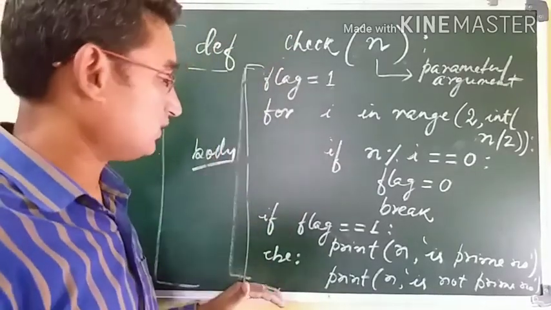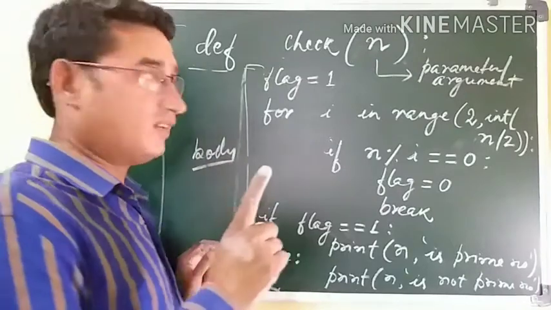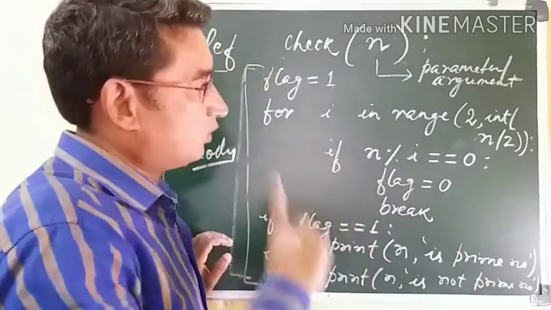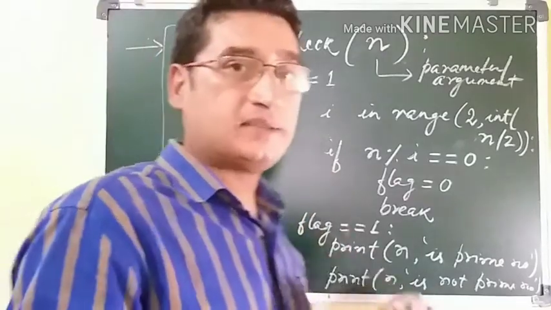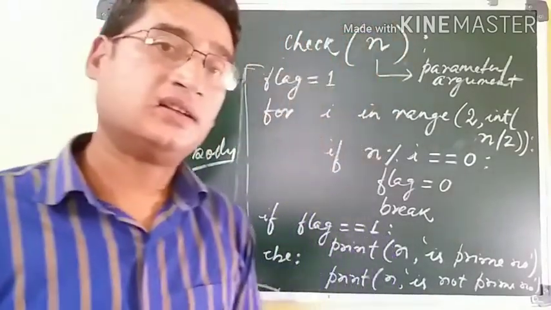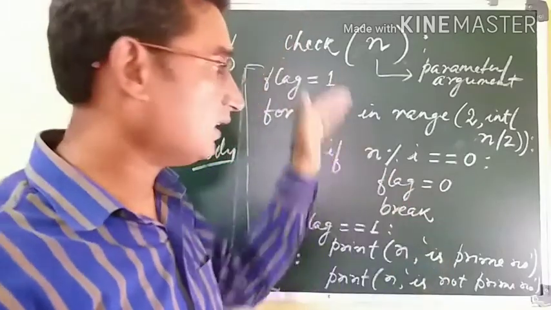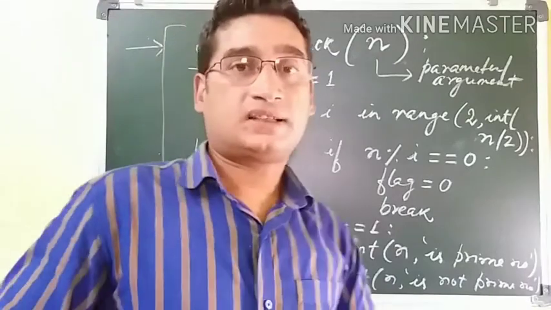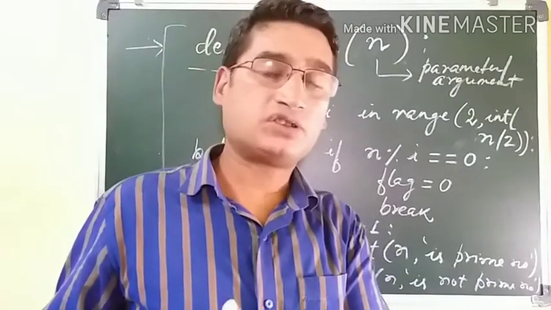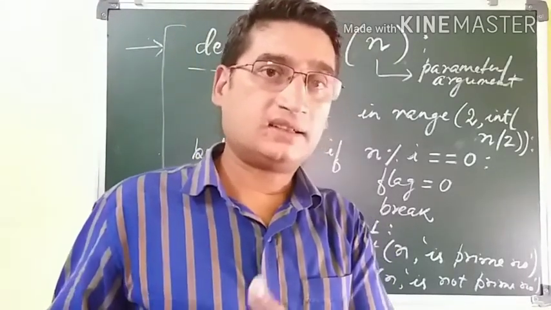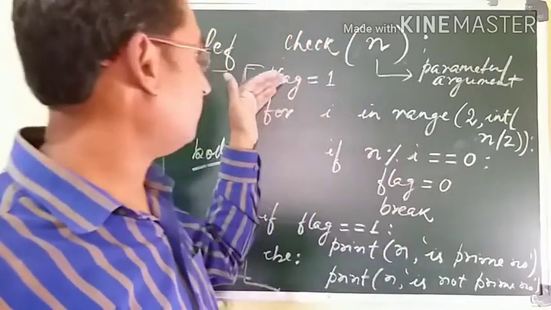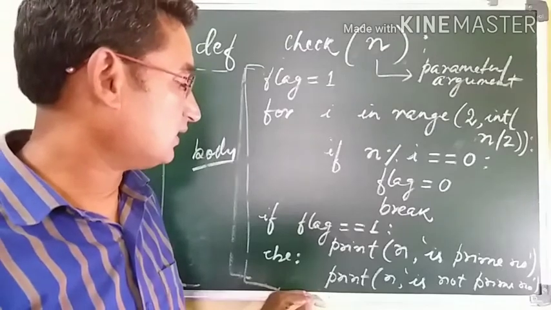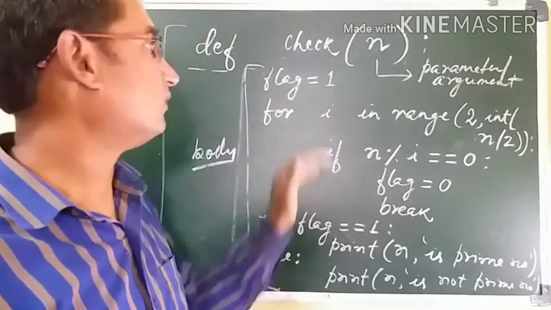Once you have defined the function, this is one advantage: it will reduce the size of your program. If you want to check several times whether a number is a prime number or not, to check once you have to write 9 statements here in this program. To check 10 different numbers, you have to repeat the same lines 10 times. See, you can save a number of lines if you are using a function.